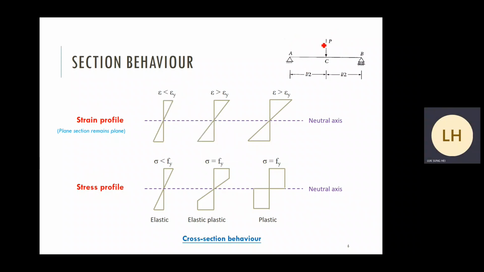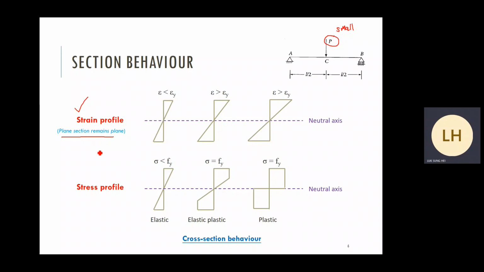And then assume that at the beginning, P is relatively small. And then what about our stress strain profile? Strain profile is easy because based on the remain plane assumption. This one is a very important assumption when you study beam analysis, beam theory, because we always make this assumption, right? Remain plane assumption. Some textbooks call this the Bernoulli hypothesis, which also means the remain plane assumption.